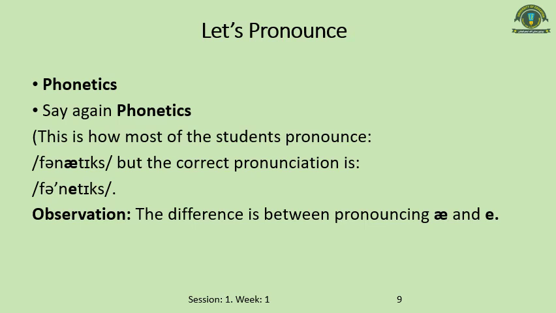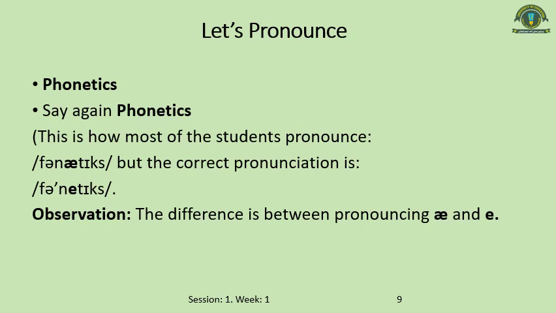The slight change of one sound can change the meaning of the entire word, such as phonetics, right? But when you say phonetics, that is something else. If you call somebody fanatic or phonetics, this is a derogatory term. But when we say phonetics, that means the branch of linguistics or one of the branches of linguistics.